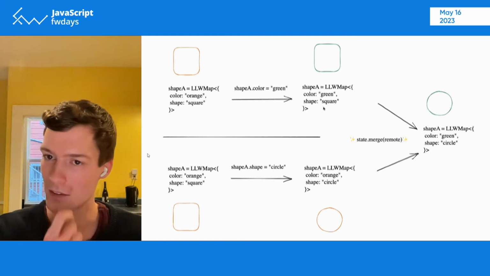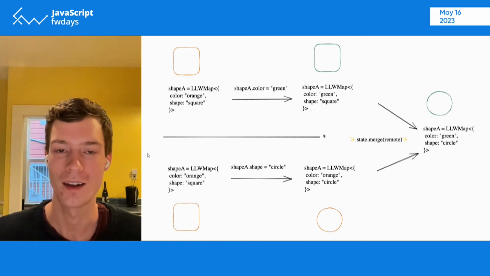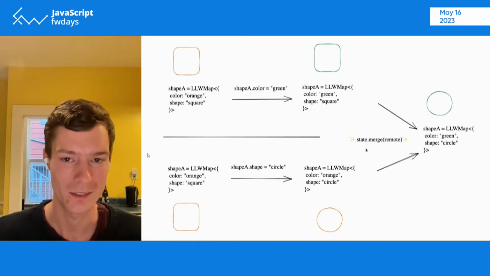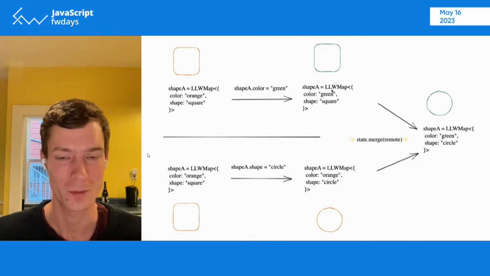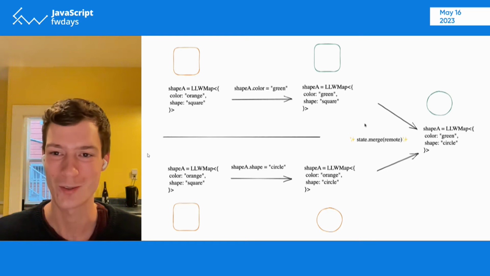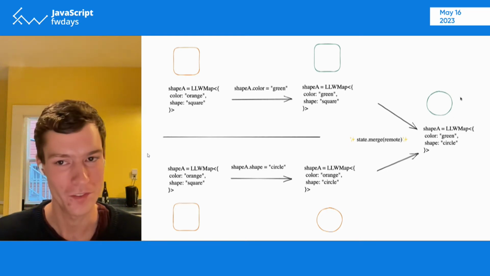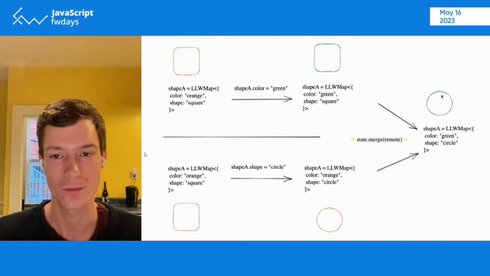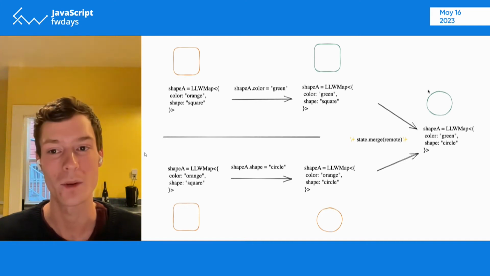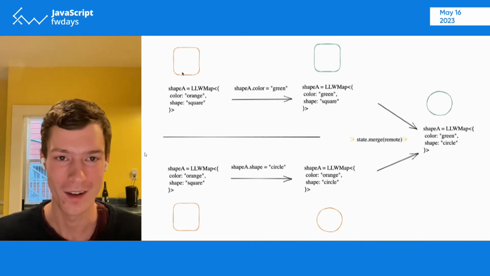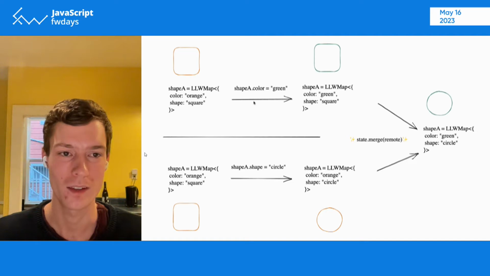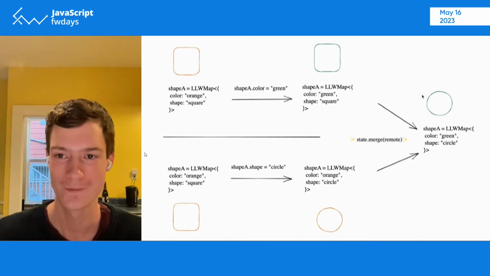And on the database, instead of just overwriting it, we take the current state in the database and call the magical merge function of the last write wins map. How that works, I'll show you in the next slide, with the remote state. And you will end up with the actual desired state without even making that many changes. So you see both changes again: user A changes the color to green, user B changes the shape to a circle, and you end up with a green circle.